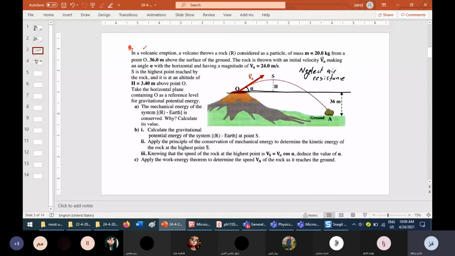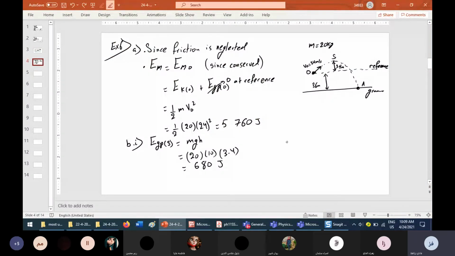Part B, second question: apply the principle of conservation of mechanical energy to determine the kinetic energy of the rock at S. In projectile motion we know that the vertical velocity Vy becomes zero at the top. This would have tortured me if I had solved it as a projectile question. At S, let me take this figure up because I need it.